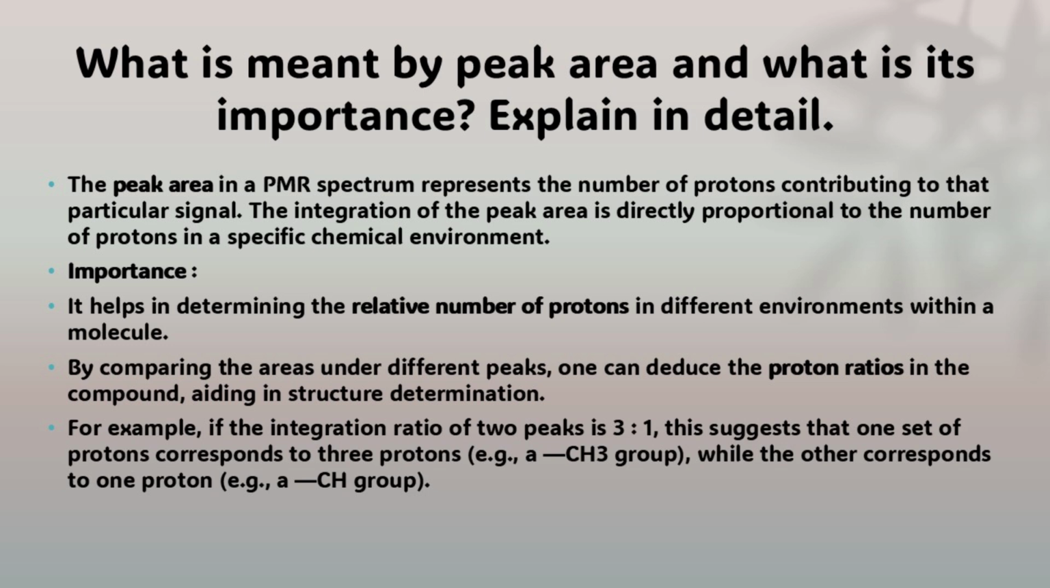By comparing the areas under different peaks, one can deduce the proton ratios in the compound, aiding in structure determination. For example, if the integration ratio of two peaks is 3:1, this suggests that one set of protons corresponds to 3 protons, for example a CH3 group, while the other corresponds to 1 proton, for example a CH group.